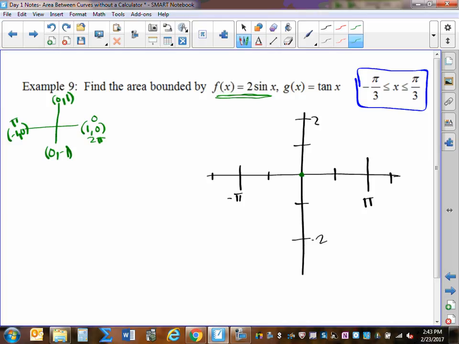What's sine of pi over 2? 1. Since it's an amplitude of 2 though, that means it's 2. Comes back here. Continues on. Same idea over here. Continues on. Okay. So again, it continues on, but we're interested in just a smaller region of negative pi over 3 to pi over 3.